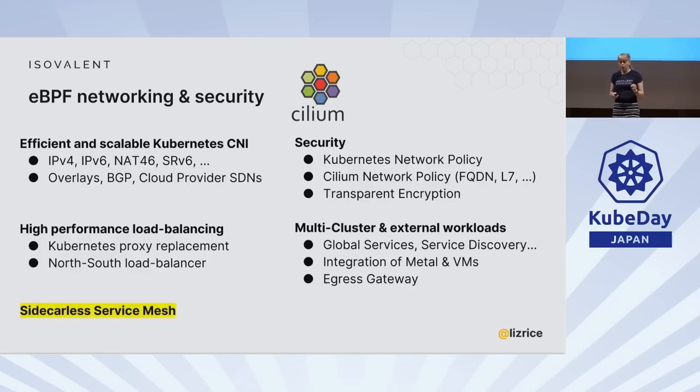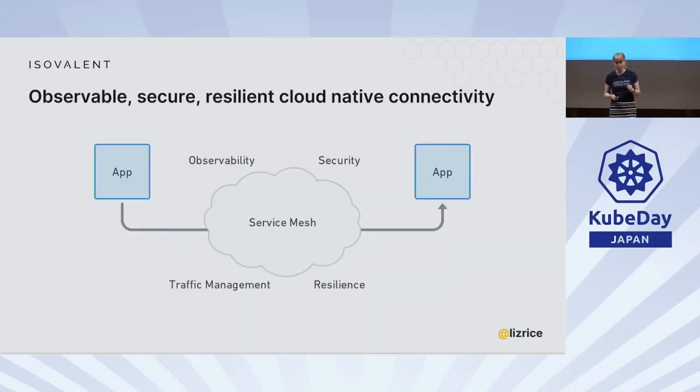And about a year ago, we added some additional capabilities to Cilium so that it can act as a service mesh, a sidecarless service mesh. Now, what's a service mesh? A service mesh provides connectivity between apps at a service level. It abstracts away the underlying network and provides additional features like observability and security and traffic management.